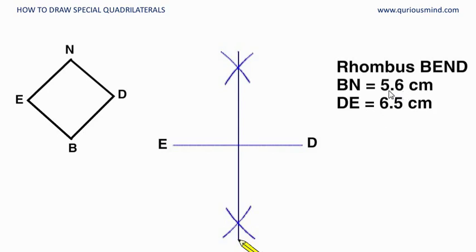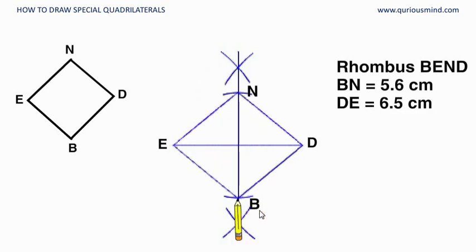Now taking 2.8 centimeters in our compass and putting the sharp end of the compass on this intersection point here, draw an arc on both sides of ED. And these are our remaining points N and B. And now we will join points D and E with points B and N. And that gives us a rhombus BEND.